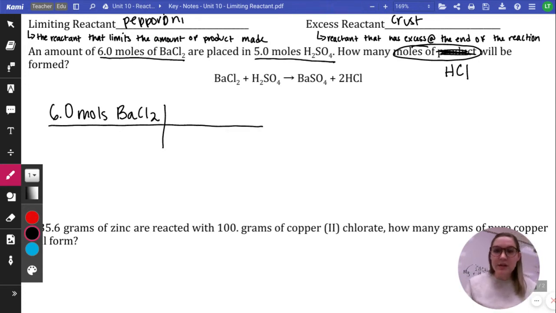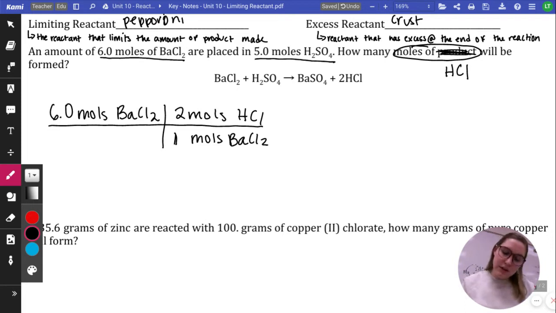I'm already in moles, so my next step is the mole-to-mole ratio. I don't want moles of BaCl2, so I'm going to drop it low. And then I'm going to do my mole-to-mole ratio. For every 1 mole of BaCl2, I said we were doing moles of HCl, that is 2 moles of HCl. My problem asks for moles, so I don't need to do any further conversions. So I can go ahead and solve: multiply across the top, divide by the bottom. When I do that, I get that if I'm just looking at my BaCl2, I can make 12 moles of hydrochloric acid.